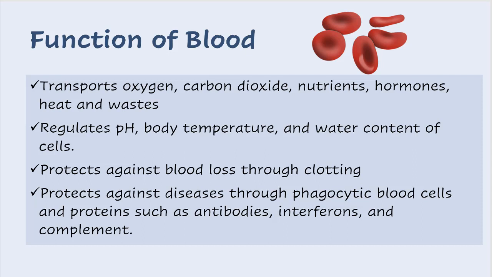Other functions for the blood include protection, so it has a role in immunity through the action of many different white blood cells. It also has a role in clotting, which protects against excessive loss of blood from the cardiovascular system in case of injury. We know that its major function is in transport of gases and nutrients, as well as other solutes and hormones, to cells that are stationary and can't get these things on their own.